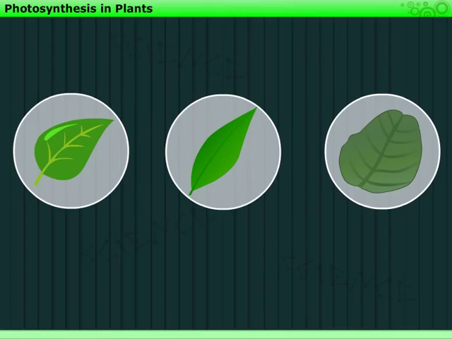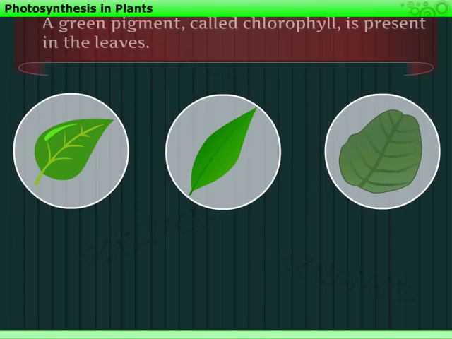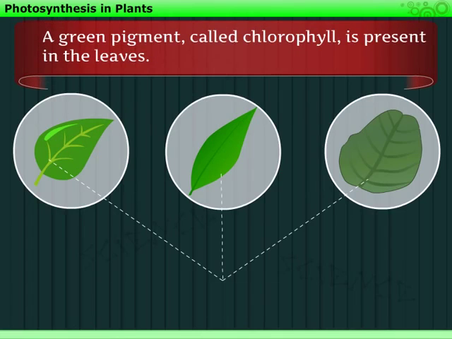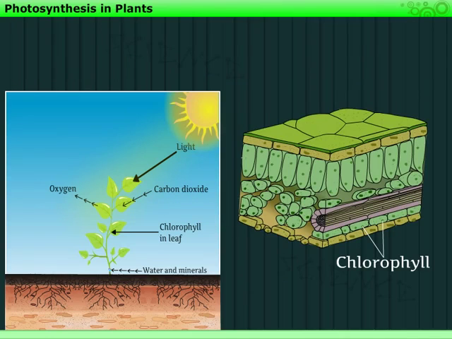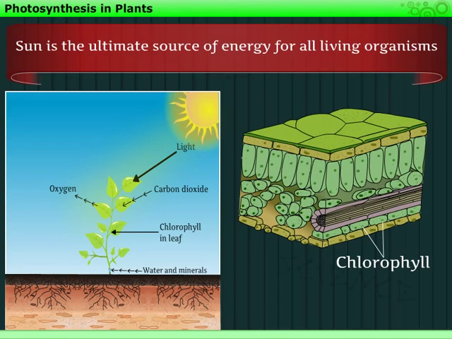Now, let us understand why leaves alone can synthesize food. A green pigment called chlorophyll is present in the leaves. It helps the leaves to capture the energy of the sunlight, which is used to synthesize food from carbon dioxide and water. Thus, sun is the ultimate source of energy for all living organisms.